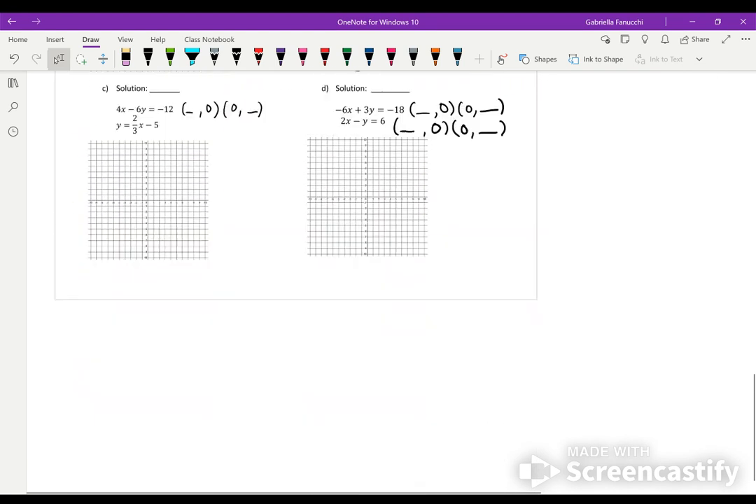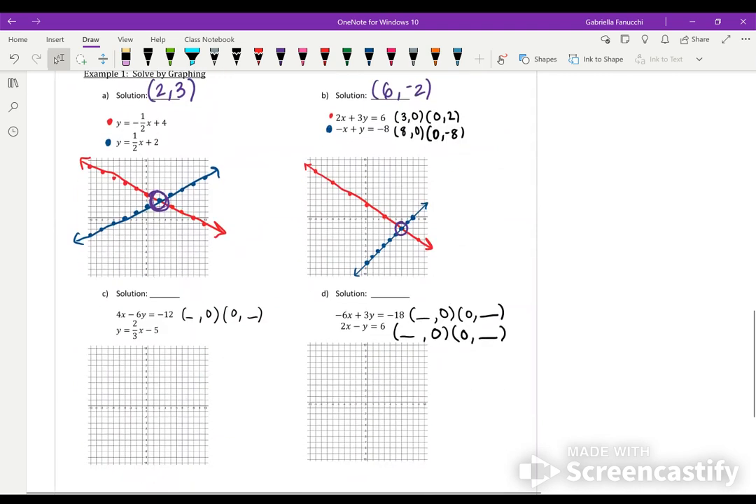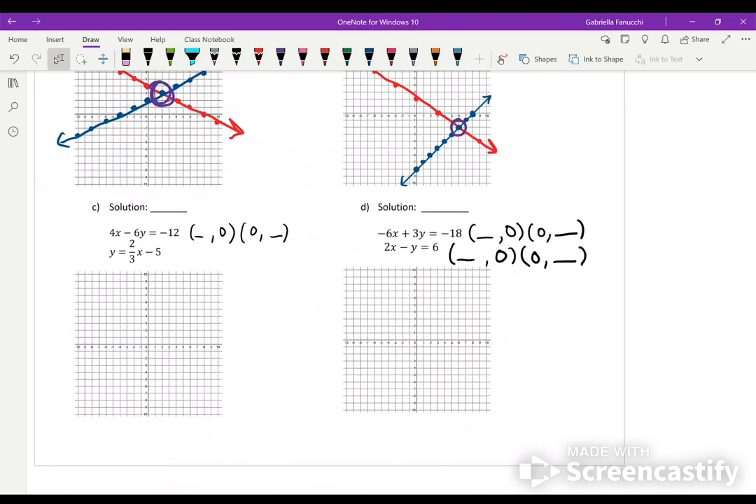Okay, so I'm going to go ahead and move over to part B of the notes now. So handout or notes 2B.